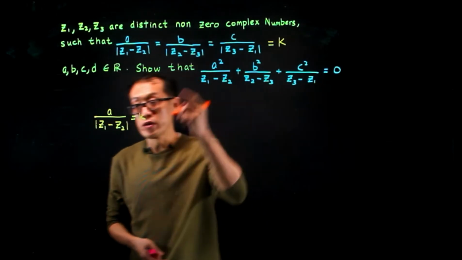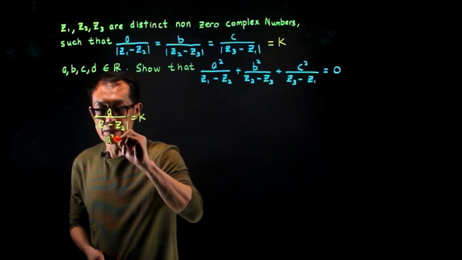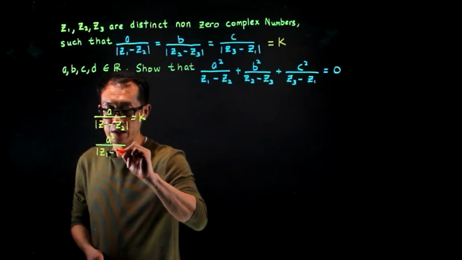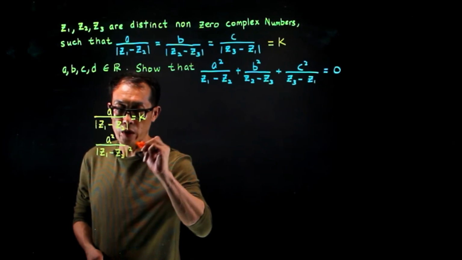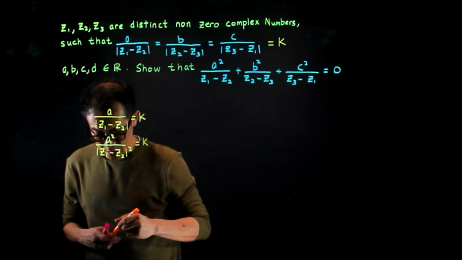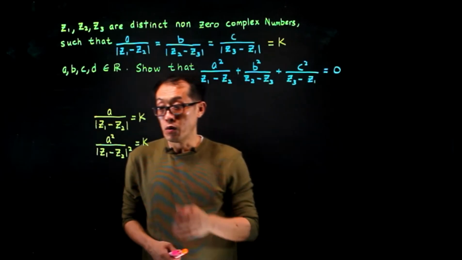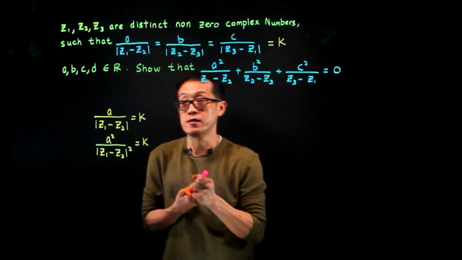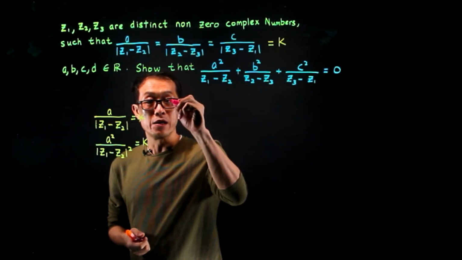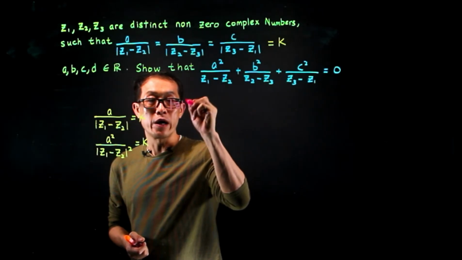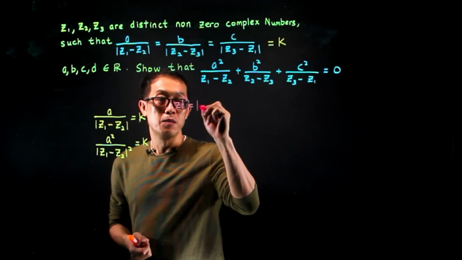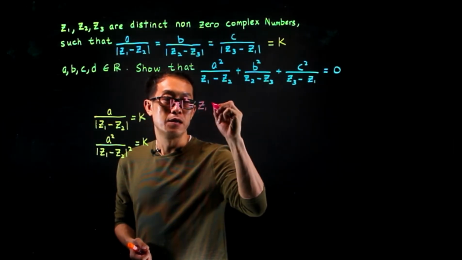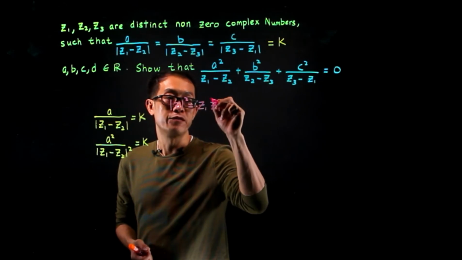Then let's square it since we have a square here. So here will be a square over modulus of z1 minus z2 squared is equal to k squared. Now, what is modulus of z1 minus z2 squared? You learned earlier that modulus of z squared can be expressed as z multiplied by the conjugate of z, so z1 multiplied by the conjugate of z1.